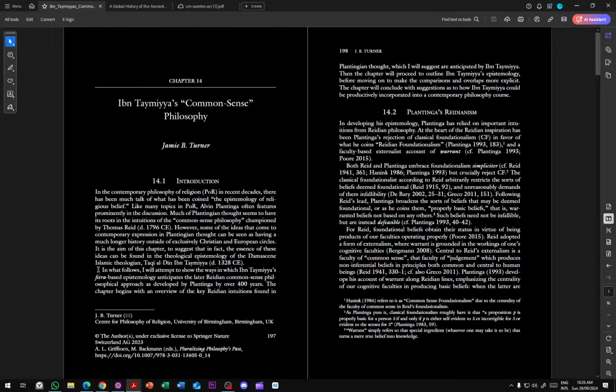By the way, to clarify, I do not support at all Ibn Taymiyyah or Taymi thought. But the point is, I want to show you that Taymi thought is really built on fallacies and biases, not on rational thought. It's not really built on the common sense that Plantinga wants and Thomas Reid.